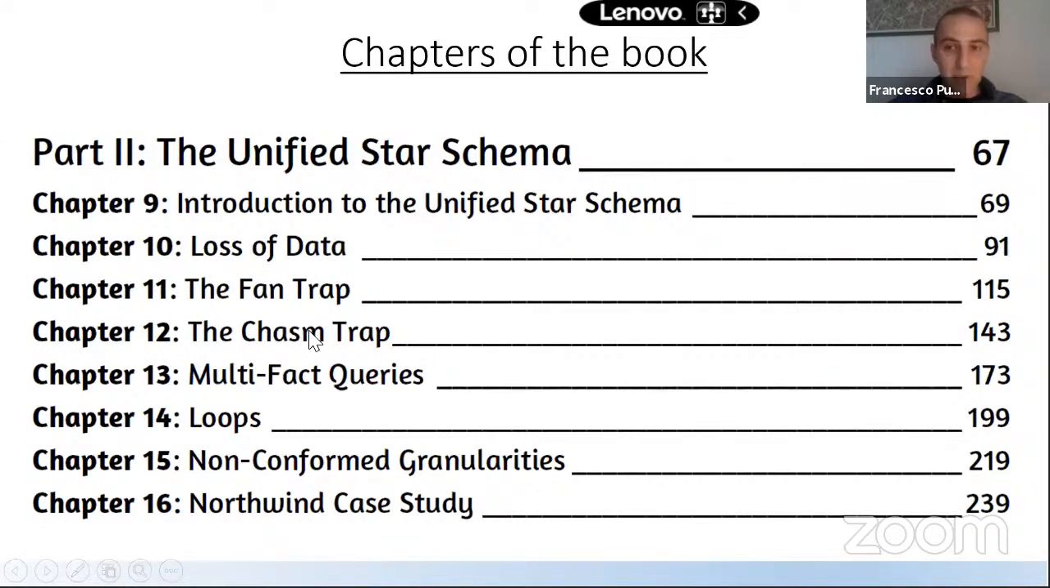Then I'm talking about the chasm trap, and it's many pages about the chasm trap, and I talk about the multifact queries because they are the challenge. And I talk about the loops. That's very important because when you have a loop, tables form a loop. That's normally a problem, and the Unified Star-Schema solves that problem. It's called circular reference. And then non-conformed granularities is a very important message.